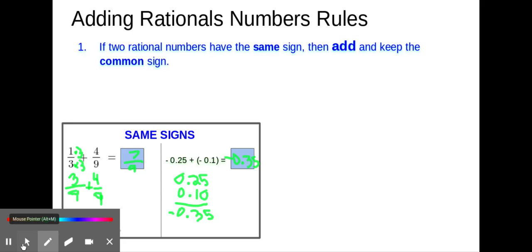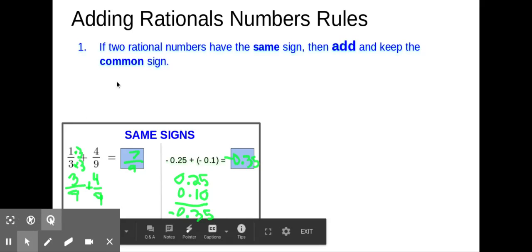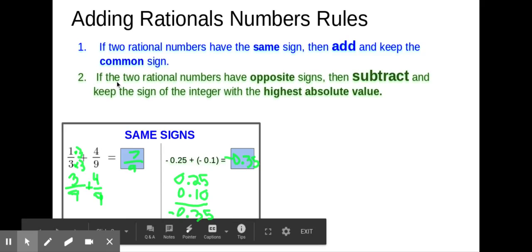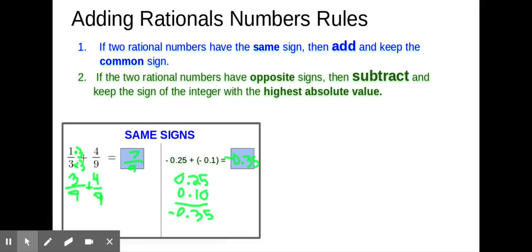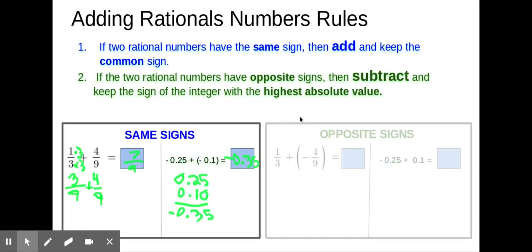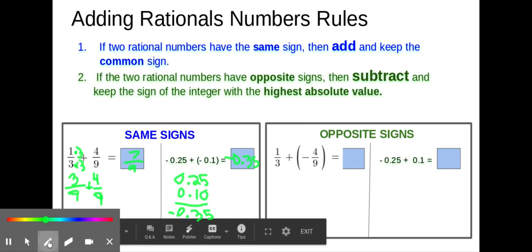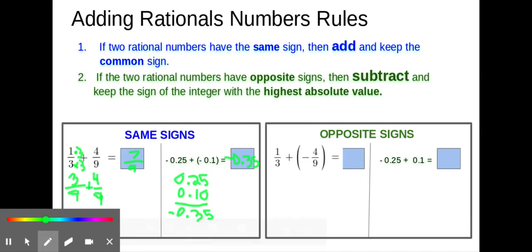All right, so let's check what my next rule is. My second rule is, if the two rational numbers have opposite signs, then subtract and keep the sign of the integer with the highest absolute value. Once again, the same rules. So let's try some out. I have 1/3 plus negative 4/9.